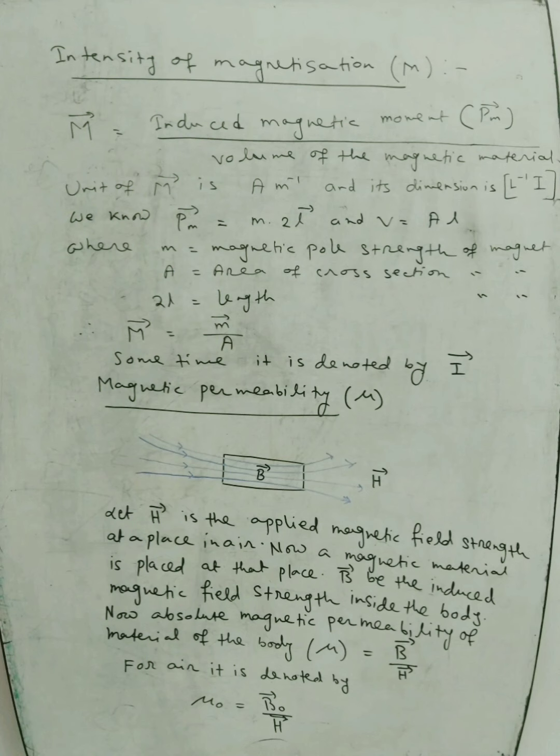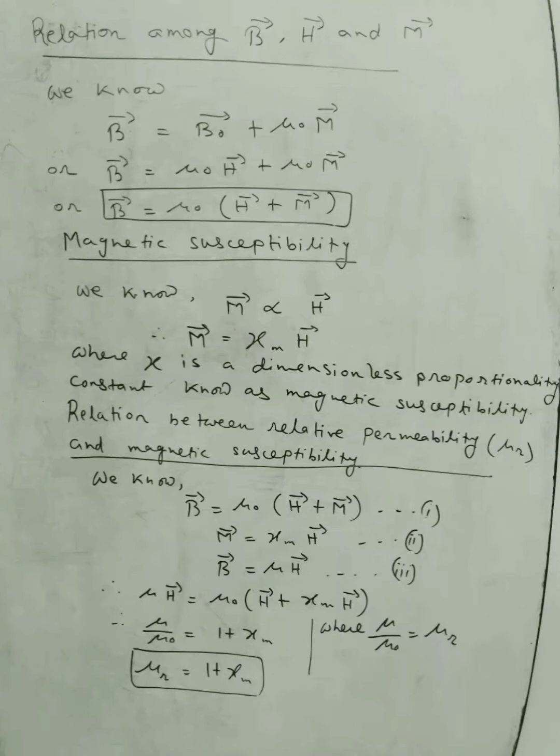It is denoted by mu. That's why mu is equal to B vector by H vector. If we consider that the surrounding is air, then for air we can write that mu 0 is equal to B0 by H, where B0 is the induced magnetic field in air and H is the applied magnetic field.